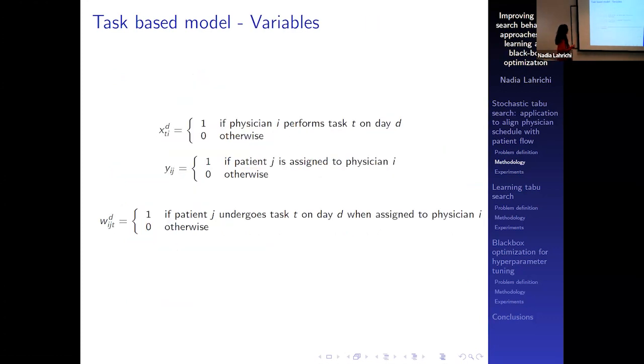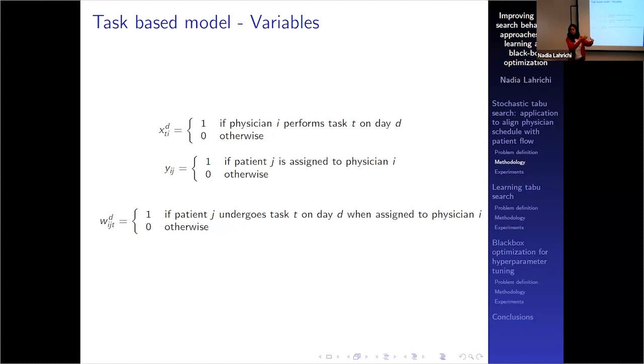My variables, I'm not going to show my variables because I can relate them later to the moves in the tabu search. So one of the questions is: for physician I, which task is this physician performing on each day? So it's either on a day or on a slot. And if one patient is assigned to a physician, from this you have the auxiliary variable that will tell you which task each patient is actually doing on each day.